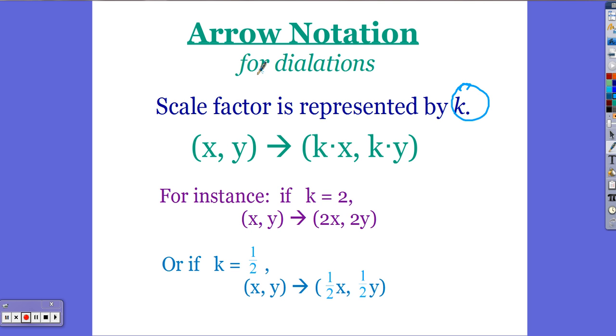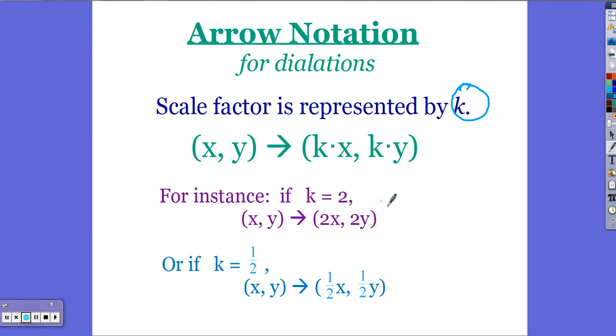So in my arrow notation for dilations, I'm going to take all of my points, x and y. I'm going to put an arrow to show that something's changing, of course. And since k is scale factor, I'm going to multiply my x values by k, and I'm going to multiply my y values by k. So this is the general rule for dilations.